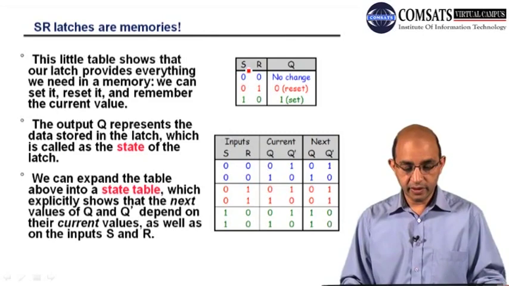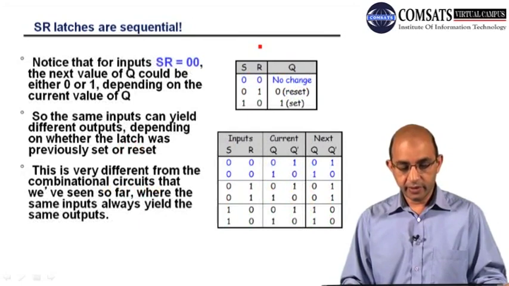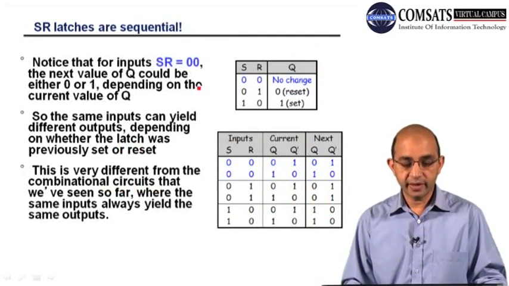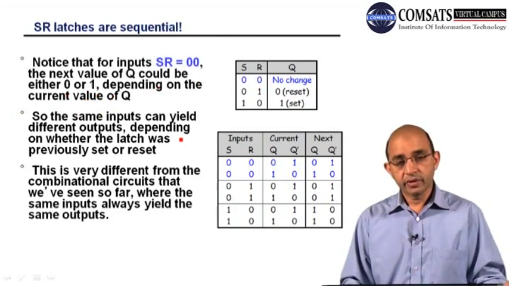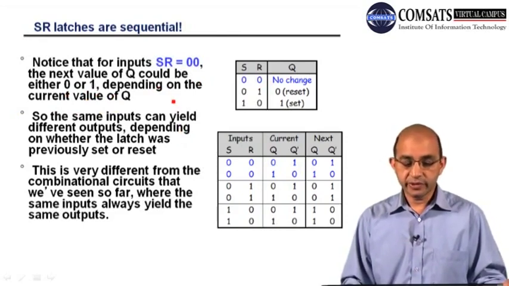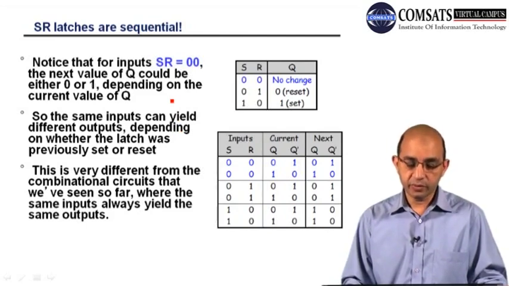So here you can see that there is a little bit of change in the behavior if we compare it with combinational circuits. Let us evaluate the behavior of this SR latch whenever we have 0, 0. The next value of Q could be either 0 or 1 depending on the current value of Q. So this is the main difference. The same input is showing different output depending upon the previous state. This is something different from combinational logic.